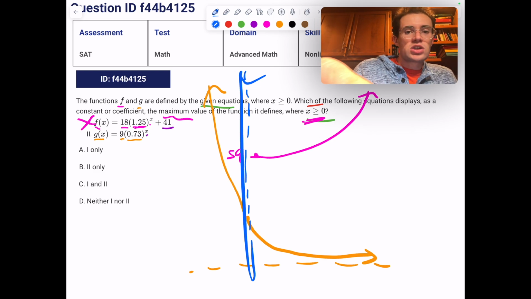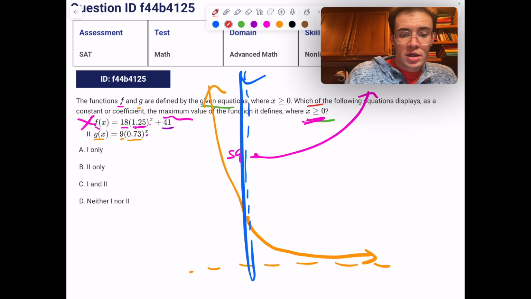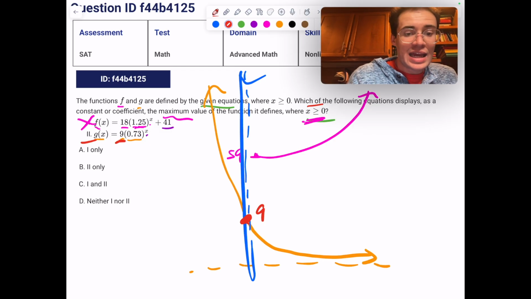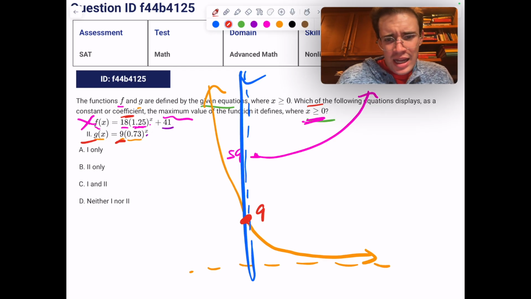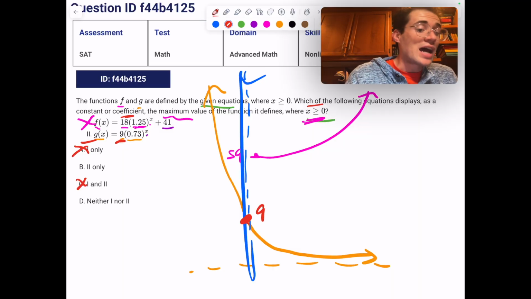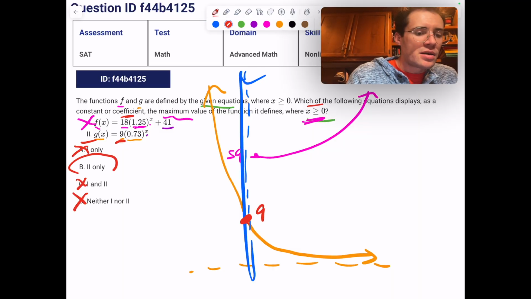So with this domain, where it can include 0, then the maximum point is that 9. Right? That is the maximum value. It's the principal value. So 9 is a coefficient here, or I guess you could consider that a constant. And that's the maximum value of the function. So 2 it is, 1 it is not. So we can cross off A, because that includes 1. We can cross off C, because it's 1 and 2. And it's not neither 1 nor 2, because it is 2. So it'll be B, 2.